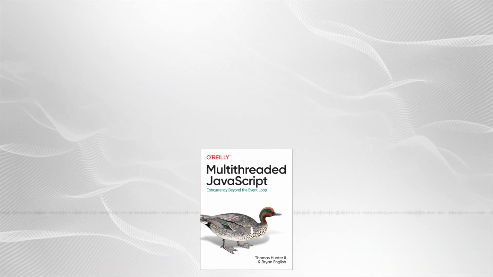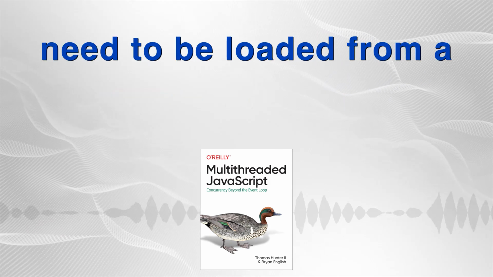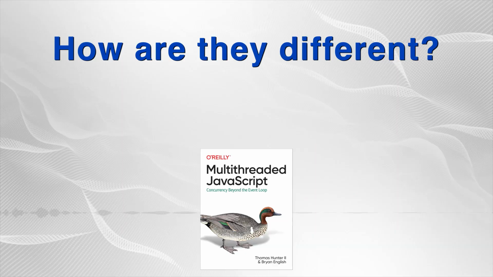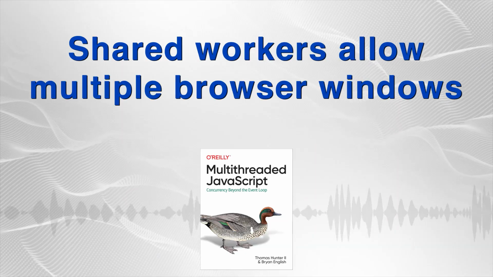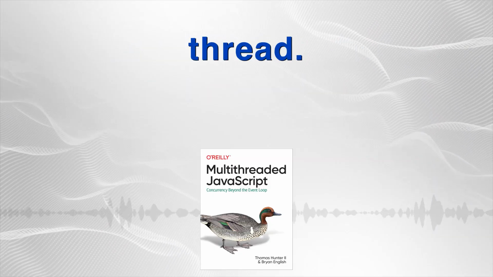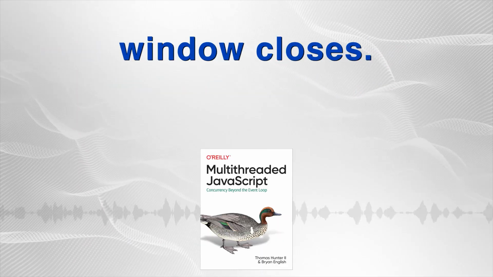But there are limits. Workers cannot directly change the web page, the DOM, and they usually need to be loaded from a web server, not just a local file. Then we have shared workers. How are they different? Shared workers allow multiple browser windows or tabs from the same website origin to use the same worker thread. So it can hold shared information, shared state, even if one window closes.